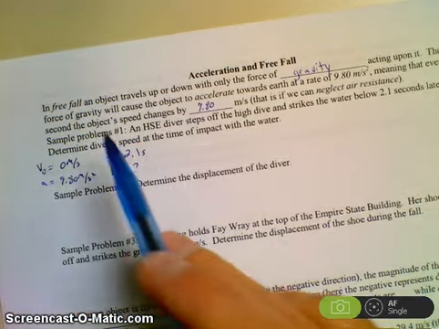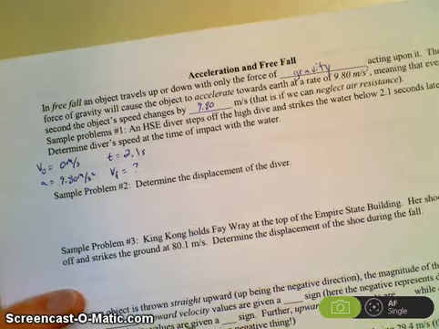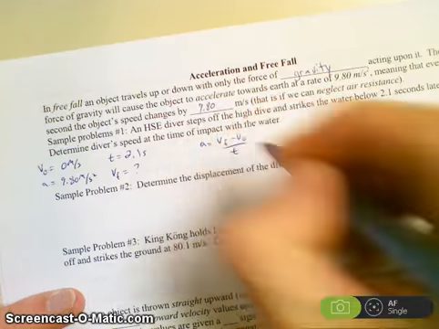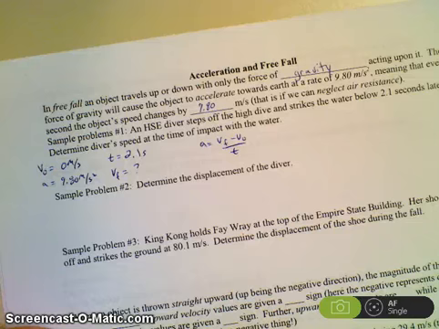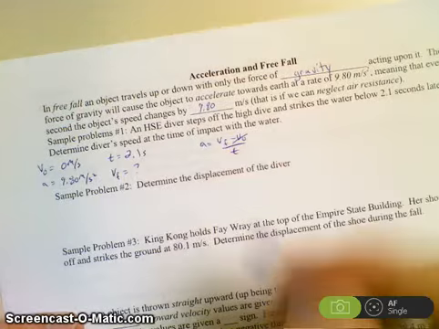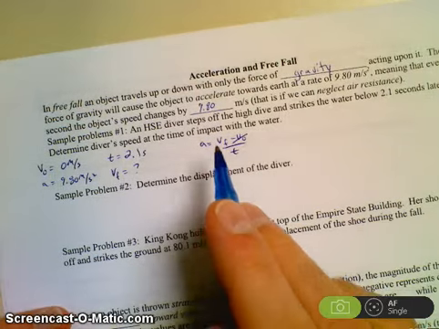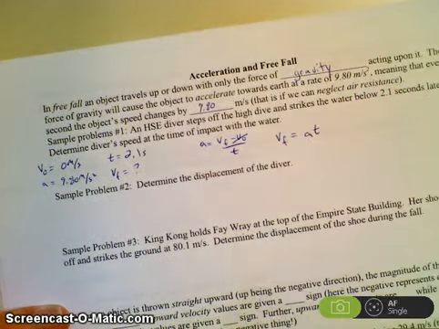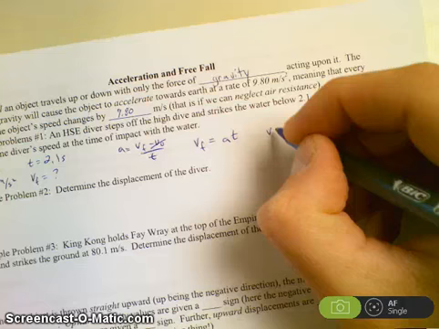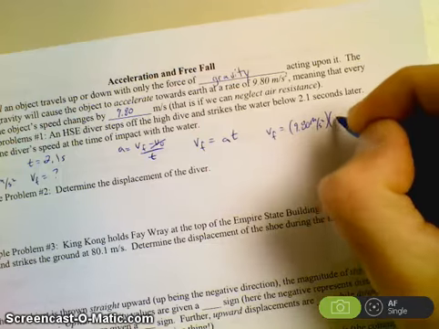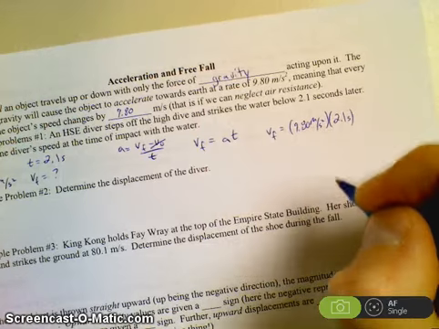So what equation do we have that relates these terms? That should come to mind. And then because V initial is 0, we're going to actually just cancel that out of the equation. And then we're going to solve for VF. So VF is equal to AT. Go ahead and substitute. And solve.